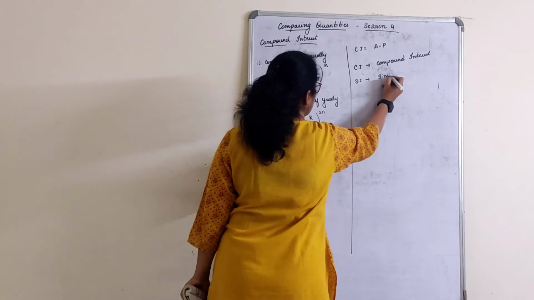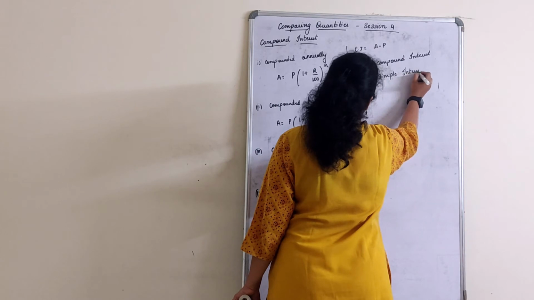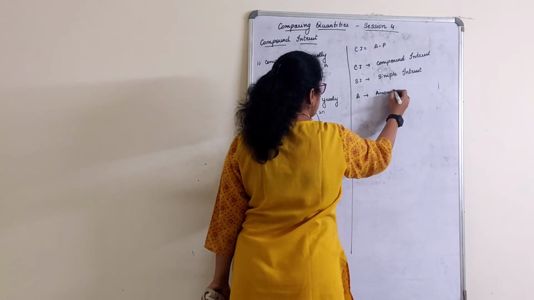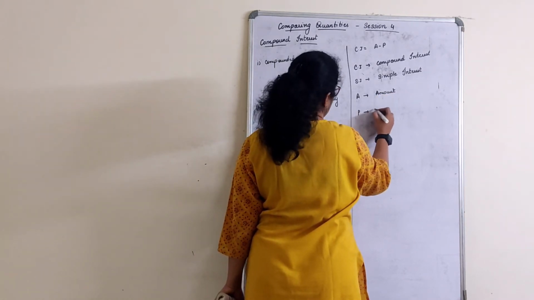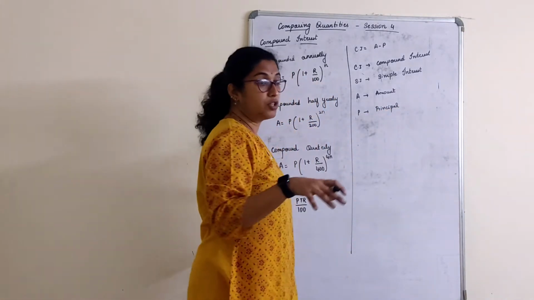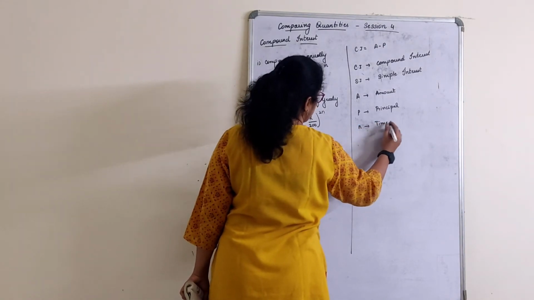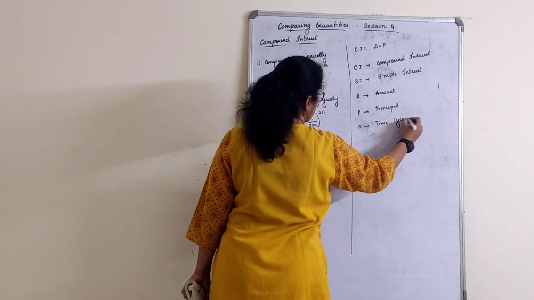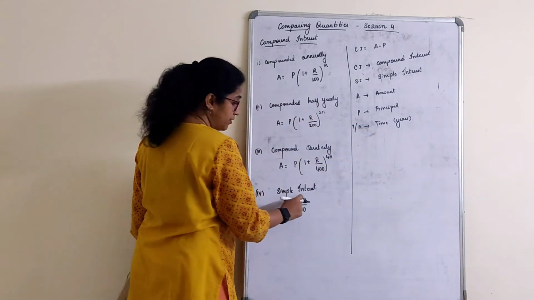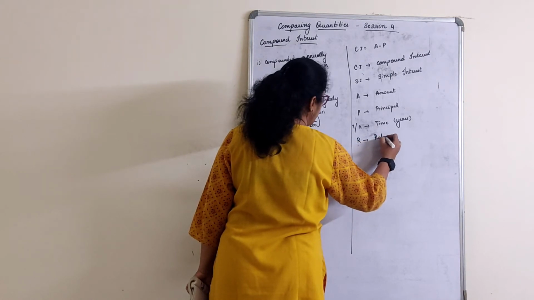SI stands for simple interest. A stands for amount, P stands for principal, the initial amount what you deposit in your bank. N stands for time in terms of years, or T also stands for time because we have used the word T here. R stands for rate of interest.